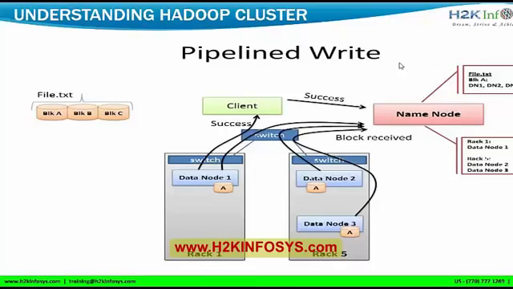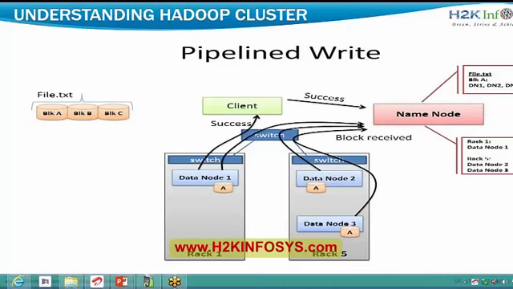Once all the blocks are done, the name node will update its metadata: there is one file called file.txt, and block A is written to data node 1, 2 and 3. It will repeat the same for block B and block C. Block B is stored on these data nodes, block C is stored on those data nodes. So it will go and update its metadata. Okay, so fine, Rahul.